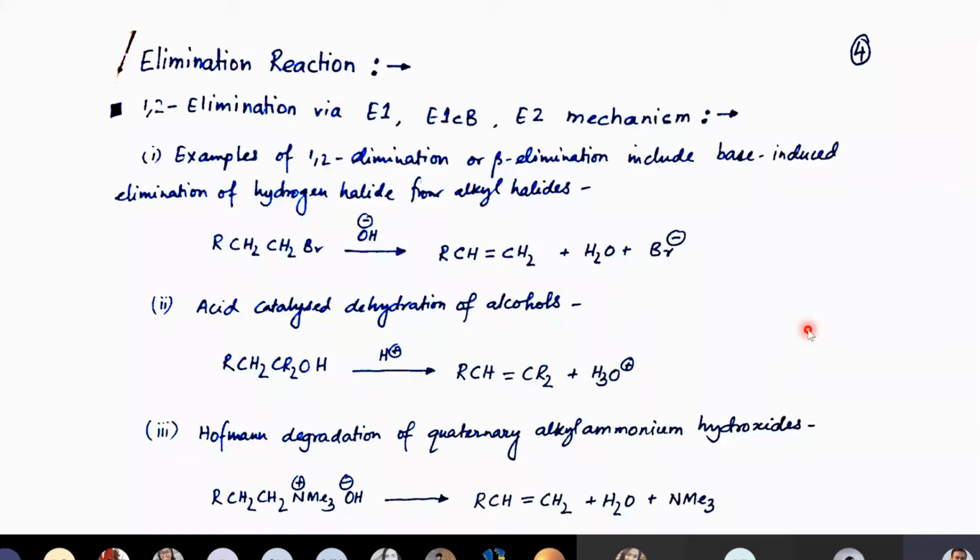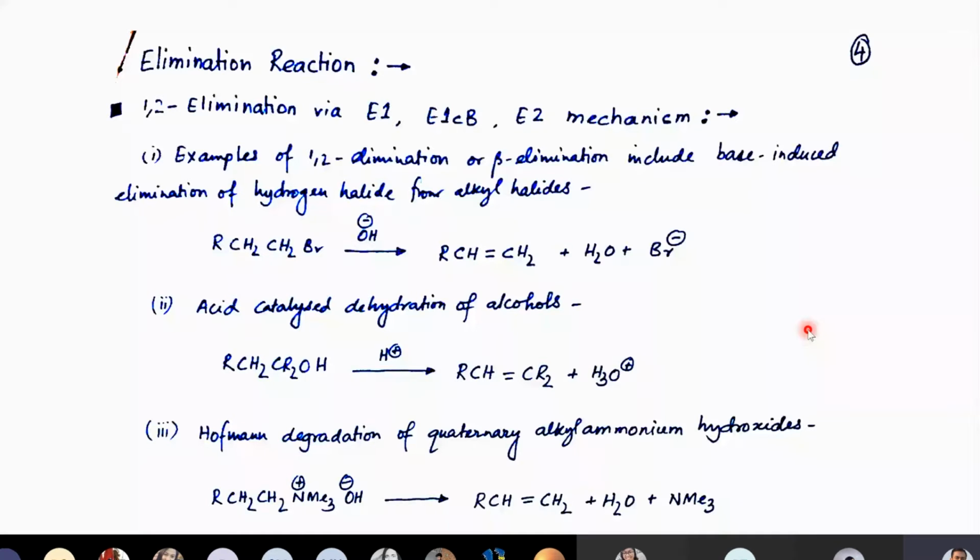Before going into the detail, I just want to ask you: did you study this elimination in your first year classes? Was it there in the first year? Yes, sir, it was there. Which eliminations were taught in the first year? Sir, mainly E1, E2, and a little bit of E1CB, depending upon who is teaching us. Okay, then actually it is also there in this syllabus, so I'll cover all of them.